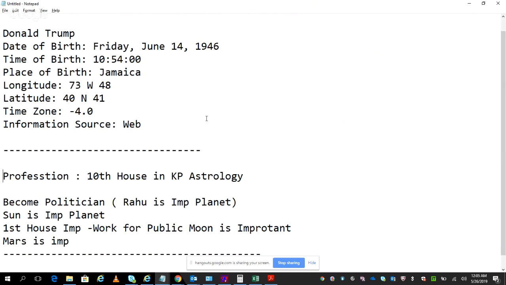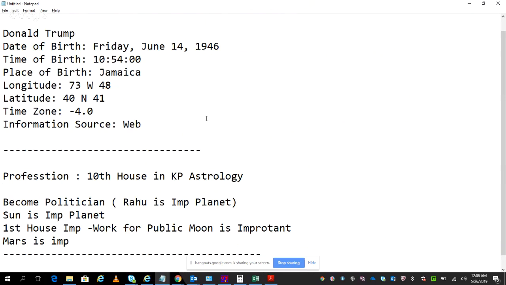Next, the Sun is another important planet. Why is the Sun important? Because a person who is a politician will also have signing authority, and that authority comes from the Sun. Next, if you are doing public service, then the Moon should also be connected with the 10th house or first house, because the Moon is the significator of the public. When we are serving people in public, the Moon should get connected. And when a person is a politician, that person is also a popular person. The planet that gives popularity is Mars.